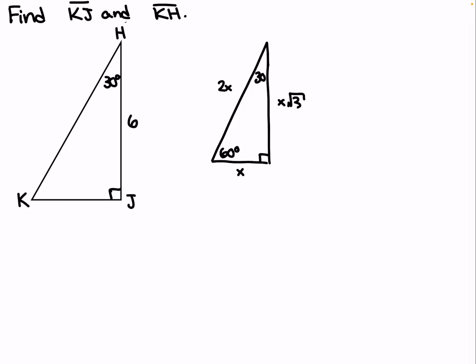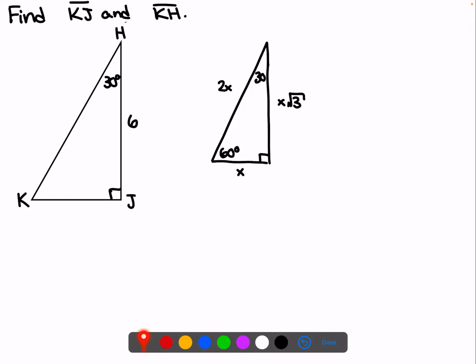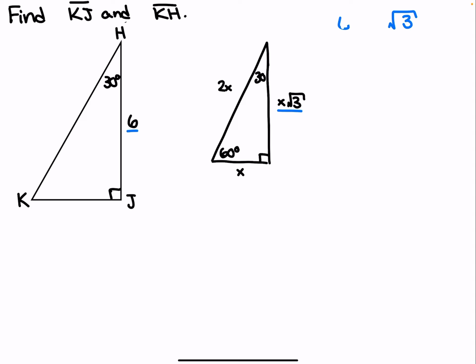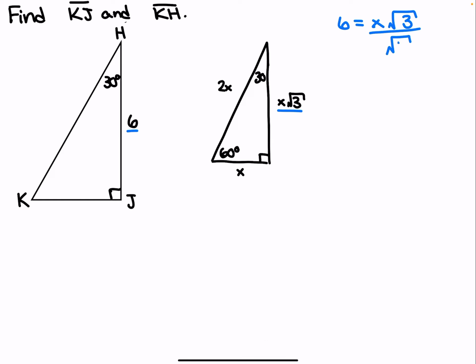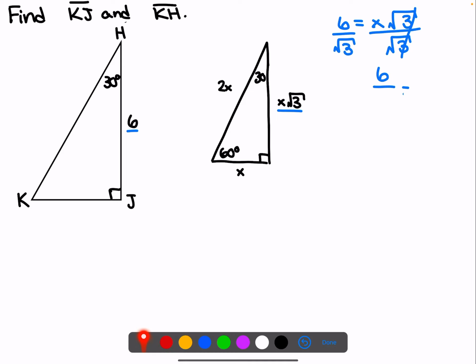If I look at this triangle, I see that we have HJ. HJ is the only side that we're given. HJ is the side opposite 60 degrees, so that will map onto x radical 3. So therefore, I can say 6 is equal to x radical 3. From here, we want to solve for x, and I can do that by dividing both sides by radical 3. That leaves me with x is equal to 6 over radical 3.